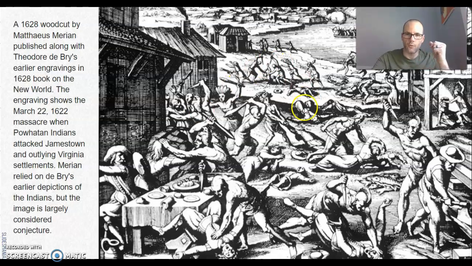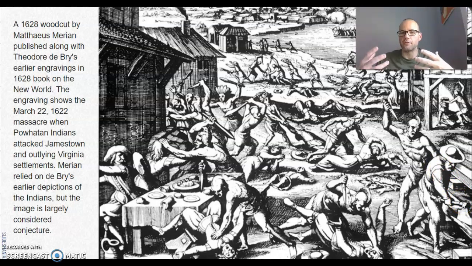So if we see this woodcut here, we can see the Native Americans are just overwhelmingly massacring the British. And this is done by a British artist named Matthias Merian. And check this scene out right here. We have this Native American who is stabbing an Englishman in the back while he's just trying to work. I mean, he's just trying to work.